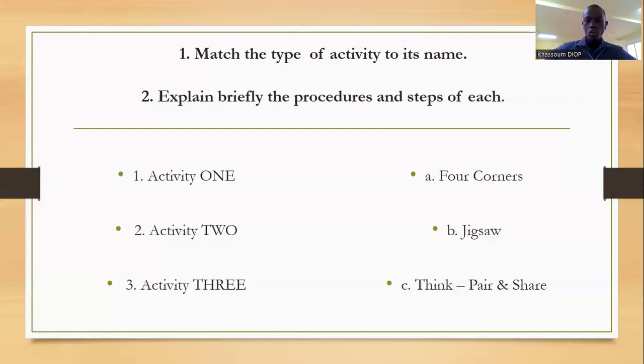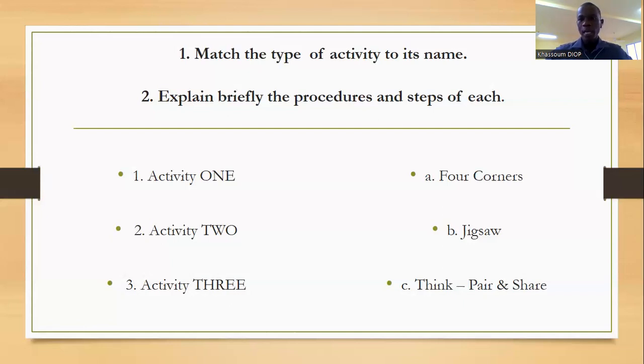Activity number 1, according to you, which one is activity number 1? 4 corners, jigsaw, or think, pair, share? Yes, definitely, you are right. So activity 1 is think, pair, share. Now, how about activity 2? Yes, jigsaw. Activity 2 corresponds to jigsaw. And finally, activity 3 is about the 4 corners. You are definitely right.